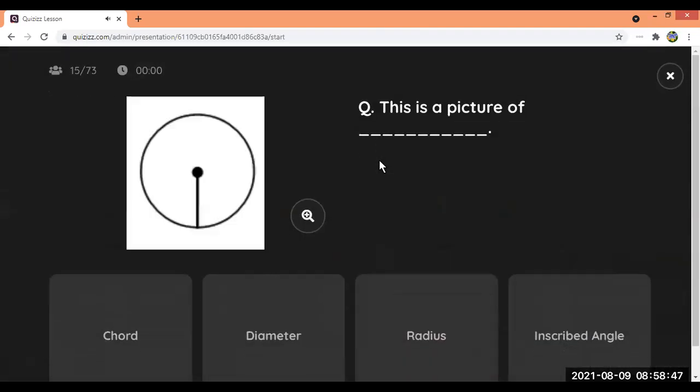What is this picture called as? Everybody knows it. Come on, everybody knows it. What is this picture about? Is it a chord, a diameter, a radius, or inscribed angle? Everybody knows, right? What is it called as? I'll give you 10 more seconds. Okay, time's up.